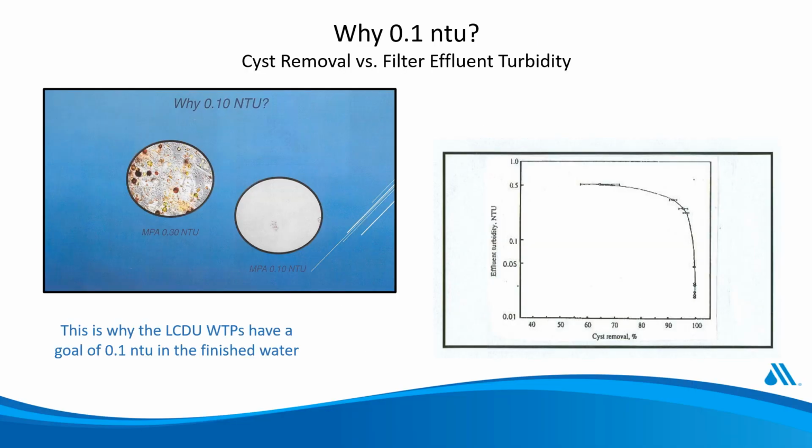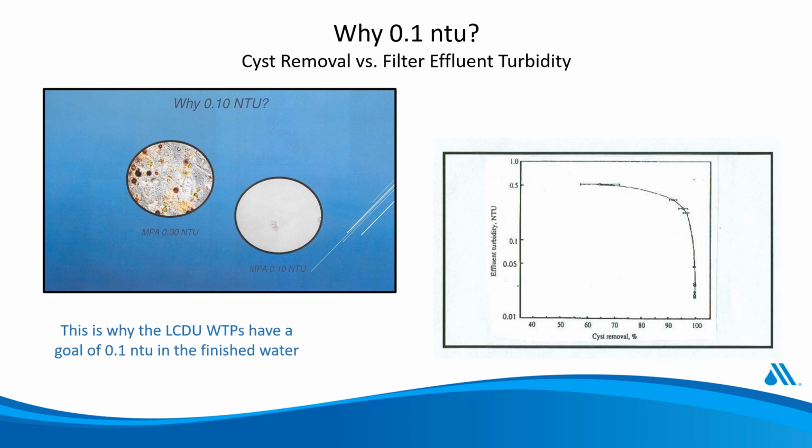Now, this is an interesting slide that I borrowed from the Partnership for Safe Water. Why does the Lake County water plants and other plants that join the partnership have a goal of 0.1 NTU in the finished water at all times? When you look at the slide in the upper left-hand corner, you see the microscopic particulate analysis picture of water at 0.3 NTU versus water at 0.1 NTU. If you're a water plant operator, or if you're a consumer, which of these 2 waters would you rather deal with? The water coming out of the filter at 0.3 NTU or the one at 0.1 NTU? Clearly, the partnership goal of 0.1 is something that most operators want to reach.